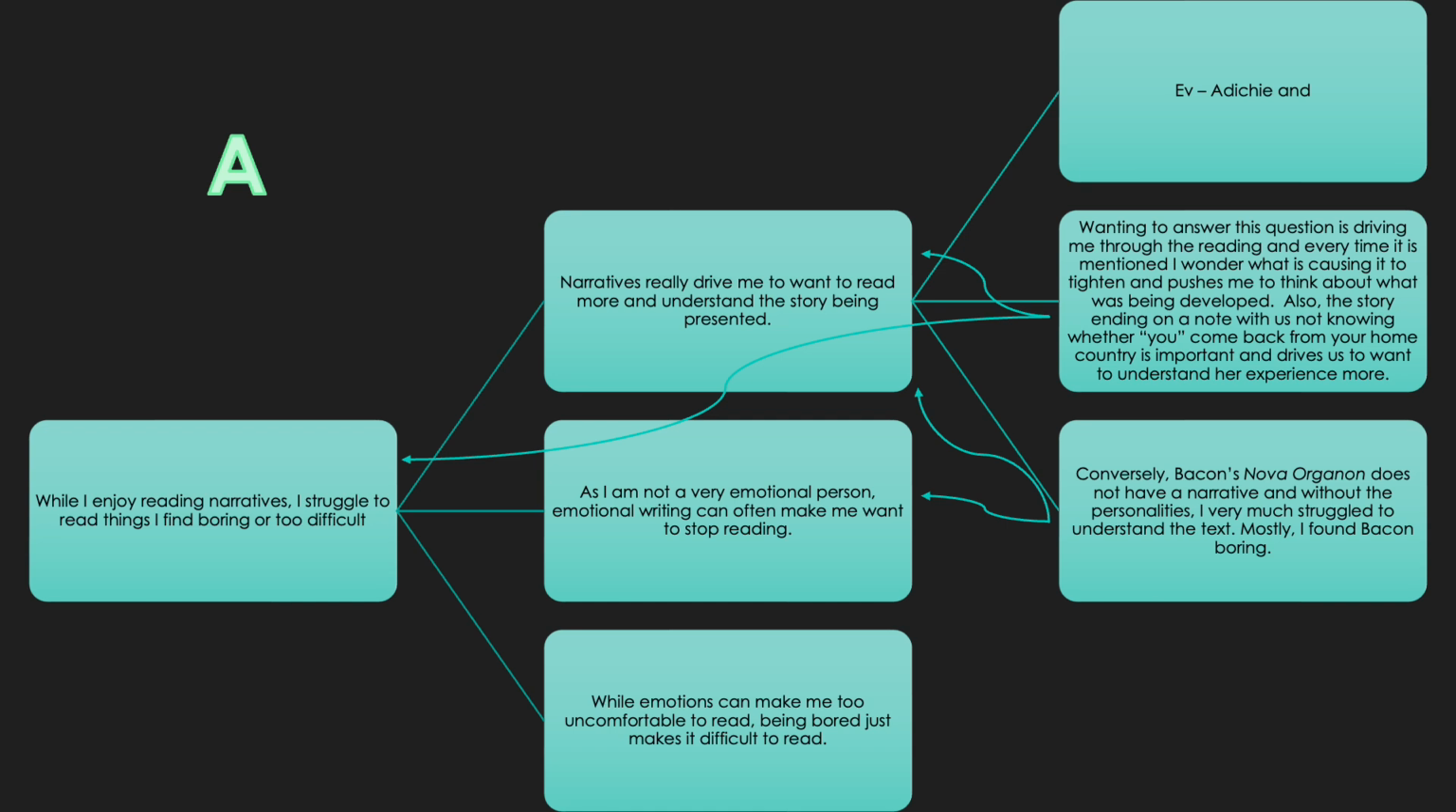So the topic sentence is just a smaller, more refined thesis. I'm defining what I enjoy about narratives, and then I'm proving it with my evidence and discussion. And then at the end of that, I have a transition that ties the two together, right? I start with "conversely, Bacon's Novum Organum does not have a narrative." Notice I don't end there, right?